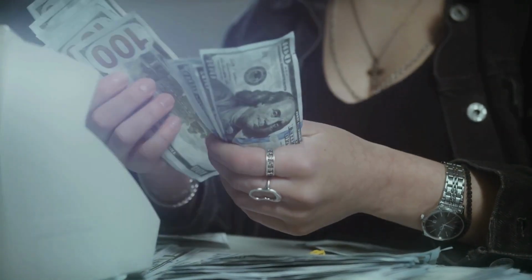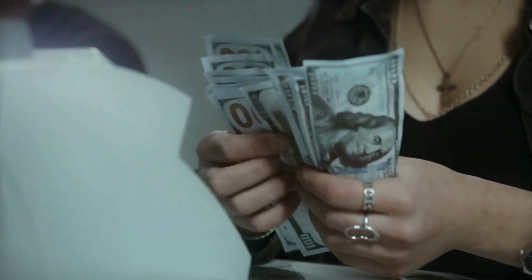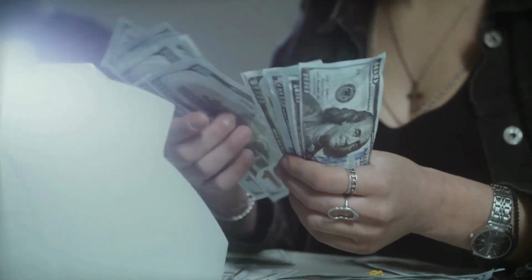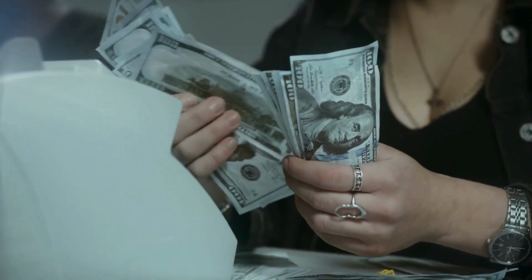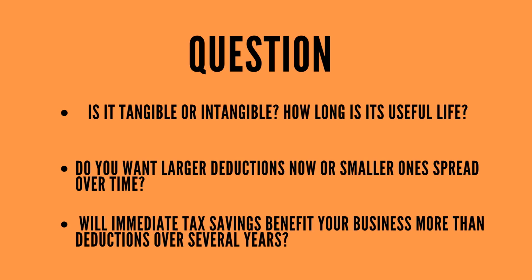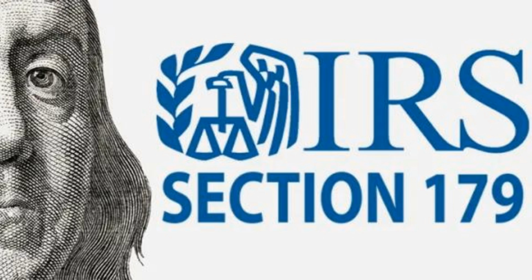When deciding between different methods of depreciation, or when amortizing intangible assets, choosing the right strategy depends on a few key factors. The type of asset. Is it tangible or intangible? How long is its useful life? Your business's cash flow needs. Do you want larger deductions now or smaller ones spread over time? Your long-term financial goals. Will immediate tax savings benefit your business more than deductions over several years? For larger, high-cost items, the Section 179 deduction is often a smart choice, especially for businesses that need upfront savings to reinvest in growth.